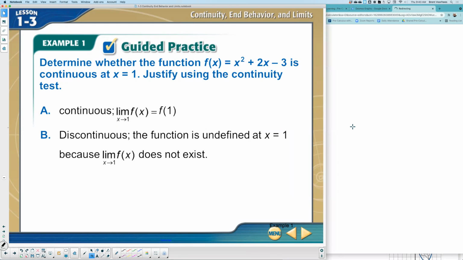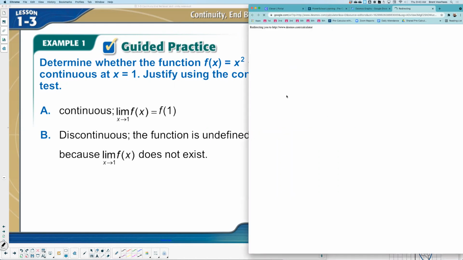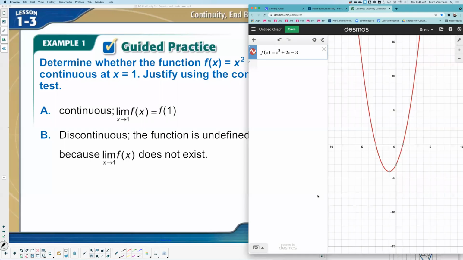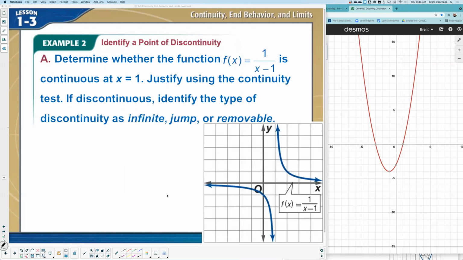So you're looking at f of x equals x squared plus 2x minus 3. All right, now let's look at example 2. It says determine whether this function is continuous at x equals 1. I'm going to go through this process a little bit faster, because if I've given you a graph, it's really easy to tell whether it's continuous or not. At positive 1 here, is this graph one piece or is it broken apart into two pieces? The answer is this is discontinuous.